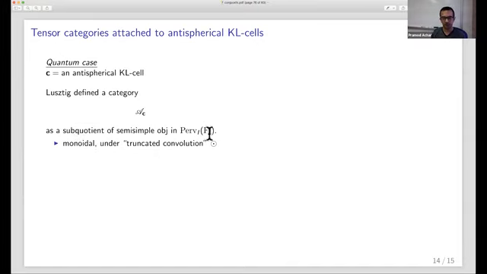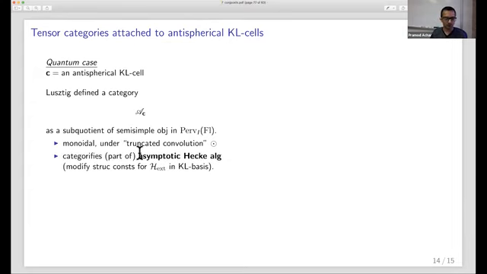It's induced by convolution on the affine flag variety, and we heard something about convolution on the affine flag variety in Laura's talk and in Roman's talk. This convolution is not t-exact. Nevertheless, there is some version of it which induces a monoidal structure on this category, which is an abelian category. And this category categorifies part of something called the asymptotic Hecke algebra. The way you get the asymptotic Hecke algebra is you take the ordinary affine or extended affine Hecke algebra, and you modify its structure constants in the Kazhdan-Lusztig basis.